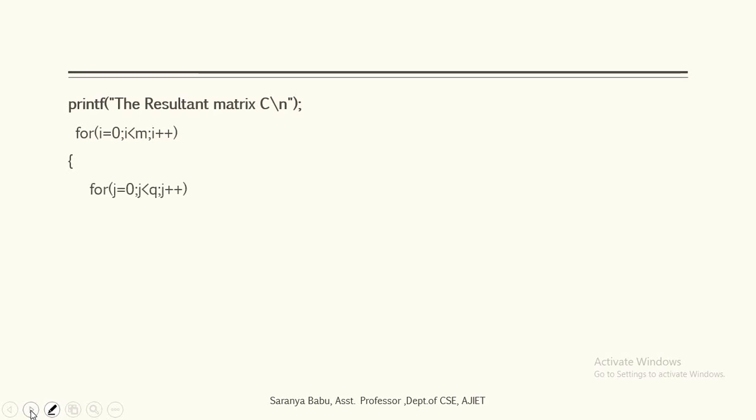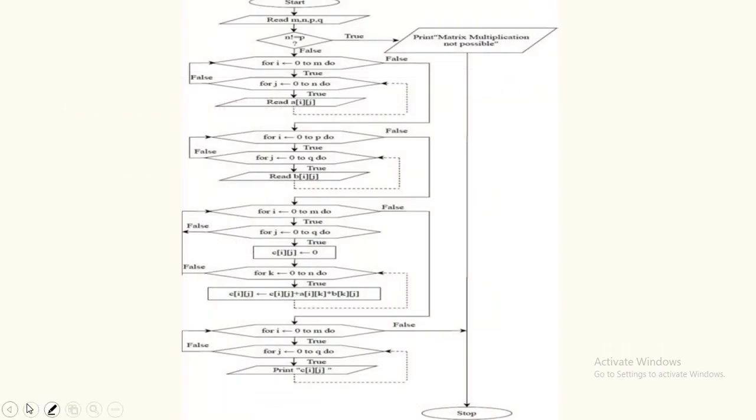What is the order of the resultant matrix? It is nothing but m cross q. That's why we have to run the i loop till less than m, and the j loop we have to run till less than q. The resultant is present in the matrix C of i j. So inside the printf statement, we write C of i j. And the new line is specified after printing each row by using \n. This is how it will display the output.